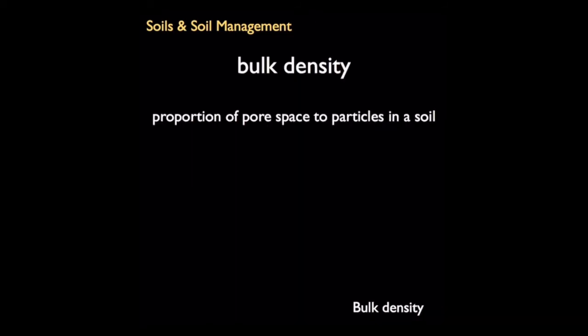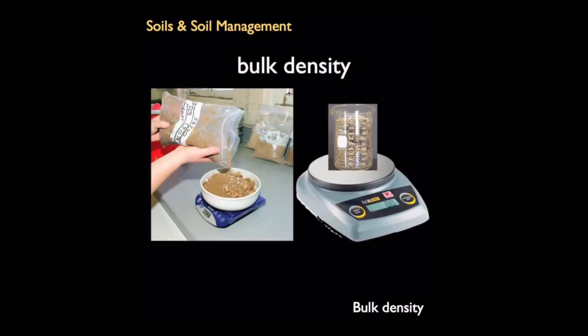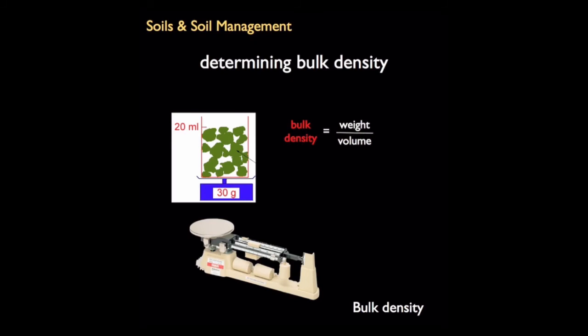Now, another physical property of soil is bulk density, which measures the proportion of pore space to particles in a soil. As bulk density increases, pore space decreases. In general, sandy soils have a high bulk density because the mass or weight of the particles is great compared to the amount of pore space. Clay soils have a low bulk density because of the small particle size of clay and the high amount of micropores present.